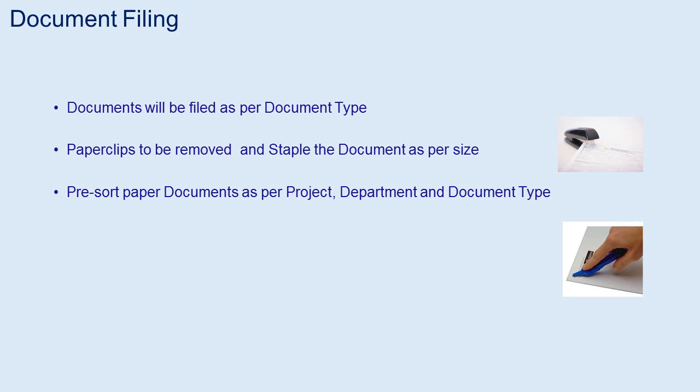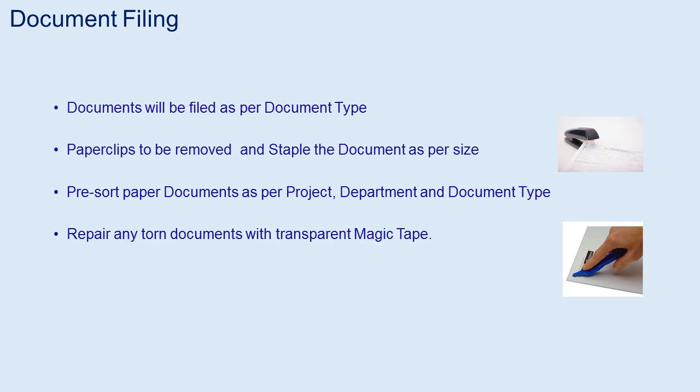Pre-sort paper documents as per project, department and document type. This is generally done before we start filing work. It is very essential to take all your pending filing work on one big table and sort them first before reaching the final stage of filing them to the folder and then pushing them into the cabinets.